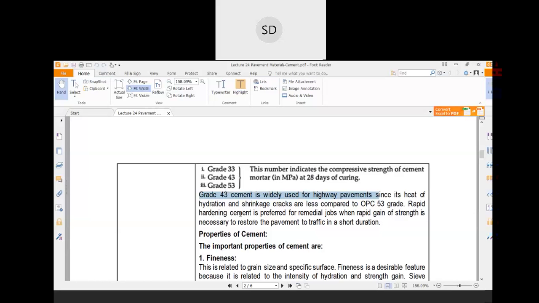Now, in some cases, rapid hardening cement is also preferred, and it is preferred for remedial jobs. Remedial jobs means suppose you have constructed a rigid pavement, and after some years, like 5 years or 10 years, some portions of the pavement got damaged. For this remedial work, generally rapid hardening cement is used so that it gains its strength very easily and very effectively, and the pavement portion can be usable within a short span of time.